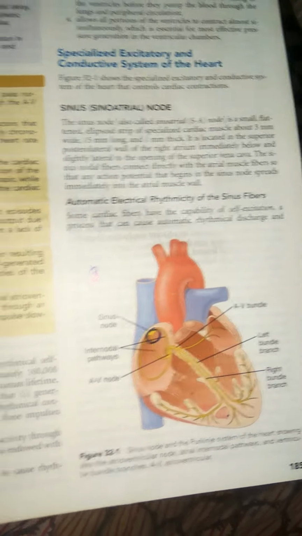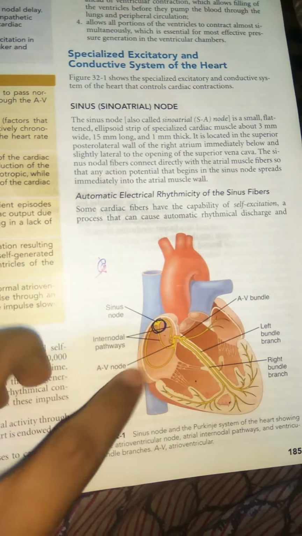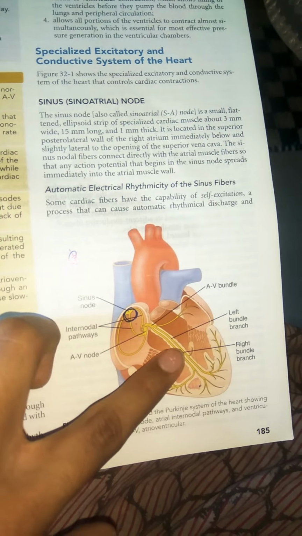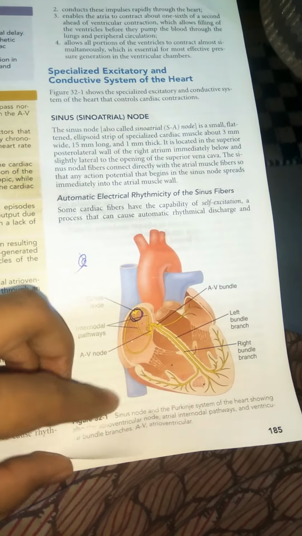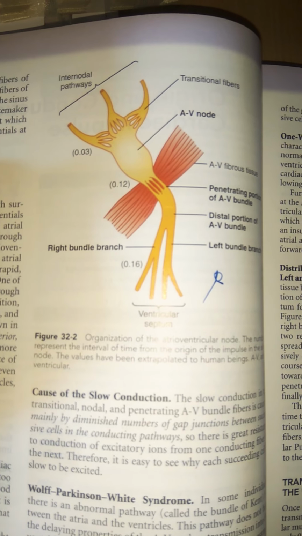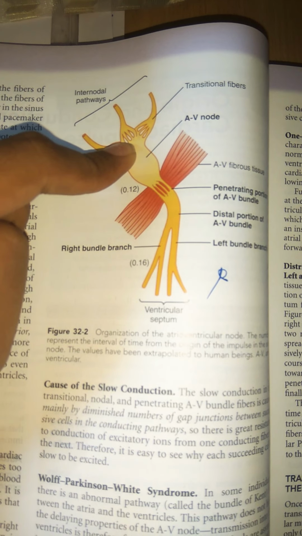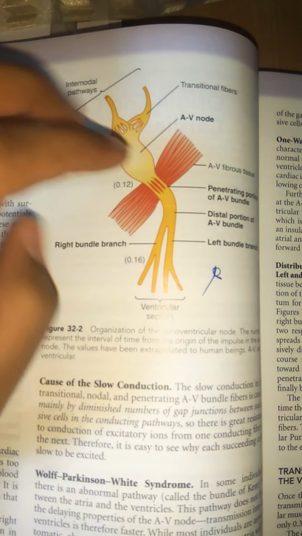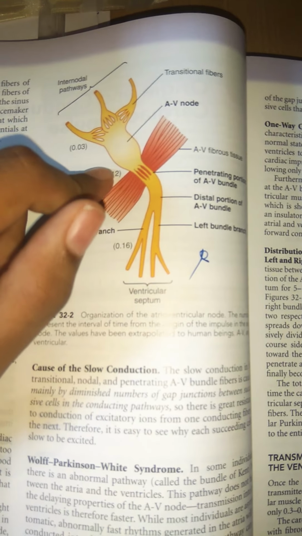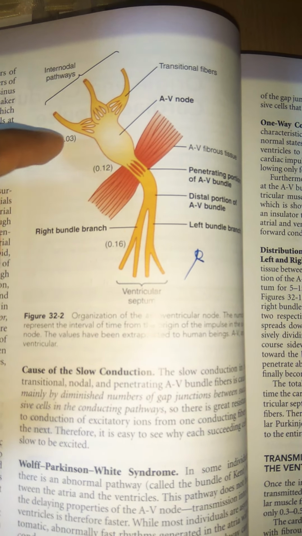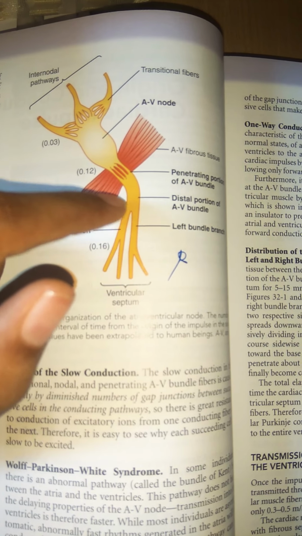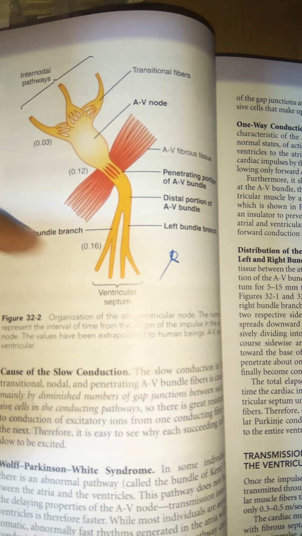Here we'll check out the diagrams to understand the process clearly. This is the SA node, internodal pathways, this is the AV node, the AV bundle, left bundle branch, right bundle branch. Here you can see the transitional fibers and the internodal pathways: the middle internodal, the posterior internodal, and the anterior internodal. These are the different internodal pathways present within the SA node, and next it reaches the AV node, and you can see here 0.1 to 0.03, and this is AV fibrous tissue penetrating the portion of the AV bundle, the distal portion of the AV bundle, left bundle branch, right bundle branch.